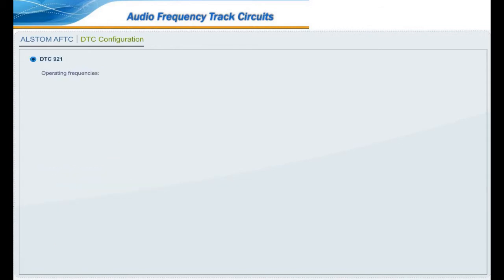DTC921. Operating frequencies: F7 9500 Hz, F8 11100 Hz, F9 12700 Hz, F10 14300 Hz. Length of tuning zone equal to 6 meter. Length of track circuit.